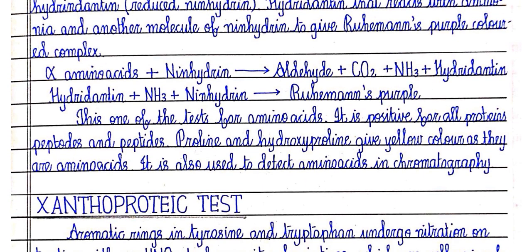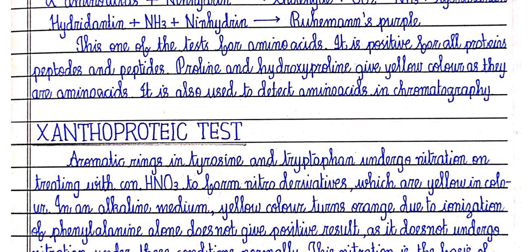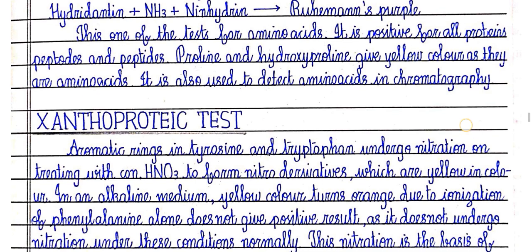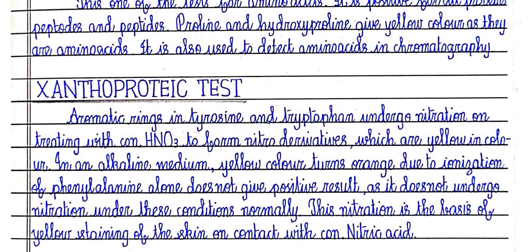This is one of the tests for amino acids. It is positive for all proteins, peptones and peptides. Proline and hydroxyproline give a yellow color, and they are imino acids. It is also used to detect amino acids in chromatography. We often spray ninhydrin to observe the amino acids while performing paper chromatography, for instance.